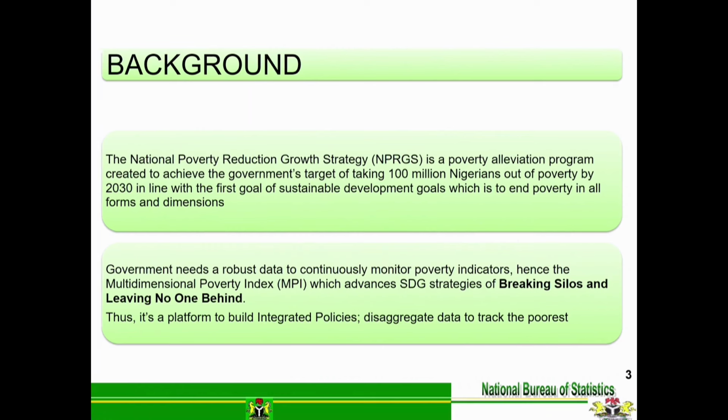In the background, the National Poverty Reduction Growth Strategy is a poverty alleviation program, created to achieve the government target of removing 100 million Nigerians out of poverty. This is in line with the first Sustainable Development Goal, to end poverty in all its forms and dimensions. But to do this, the government needs robust data to continuously monitor poverty indicators, hence the Multidimensional Poverty Index. The Multidimensional Poverty Index advances the SDG goals, breaking silos and leaving no one behind. Thus, the MPI is a platform to build integrated policy and disaggregate data to track the poorest.